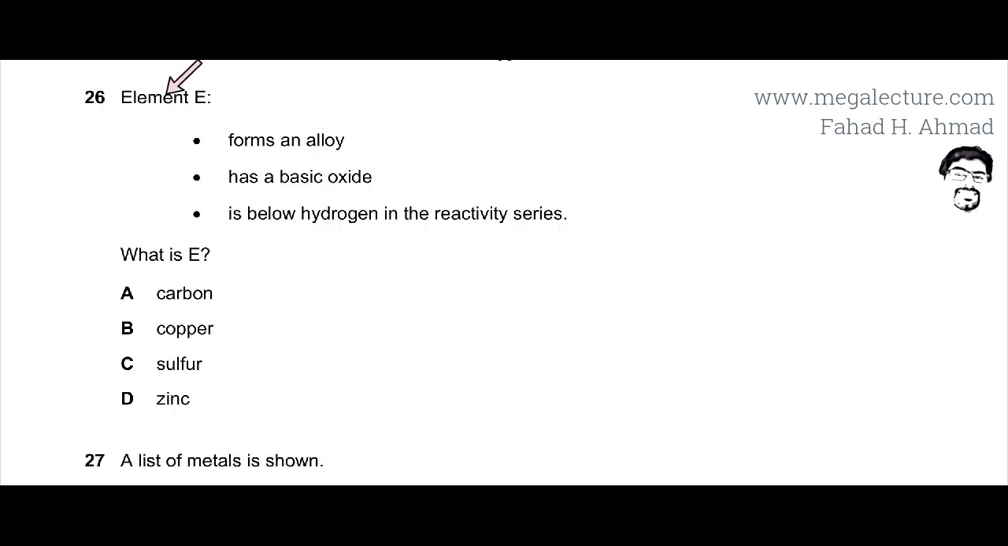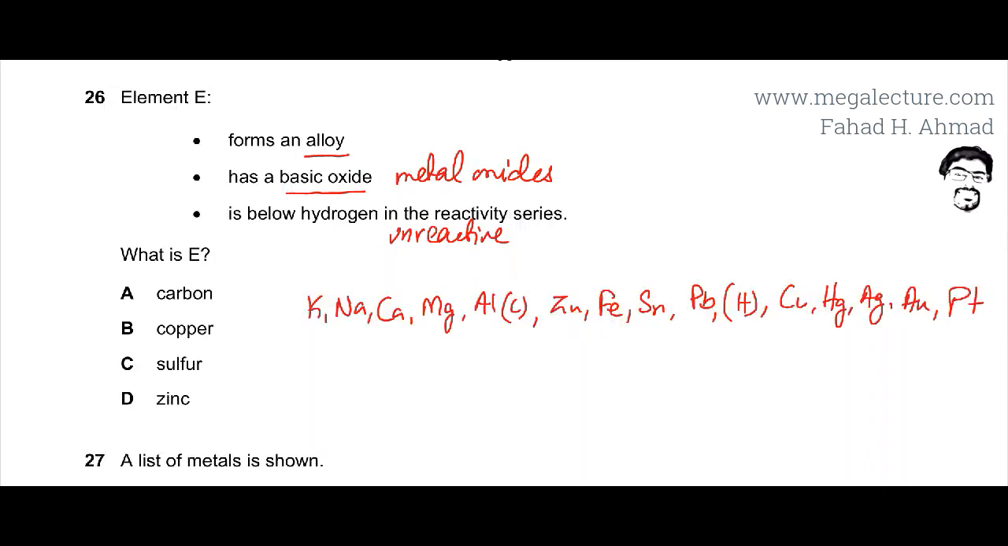The following question reads: element E has the following properties. It forms an alloy. So alloys are formed by metals, but there could be non-metals involved as well. But it has a basic oxide. Remember, metal oxides are the ones that are basic, which means that element E must be a metal. Last one is below hydrogen in the reactivity series, which means that it is very unreactive. If you remember the reactivity series, here's the reactivity series, you will notice that hydrogen over here is very less reactive. So these elements are very less reactive. So it must be one of these elements.